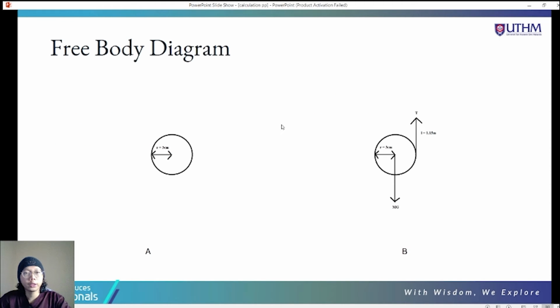So here is our free body diagram of our yo-yo before its fall. This is the position of our yo-yo before its fall, and this is our free body diagram of our yo-yo when it is fully unwound. As you can see, our radius is 3 cm, and then we have the force of gravity, whose direction is towards the ground, and then we have tension T, and we put our length beside our tension.